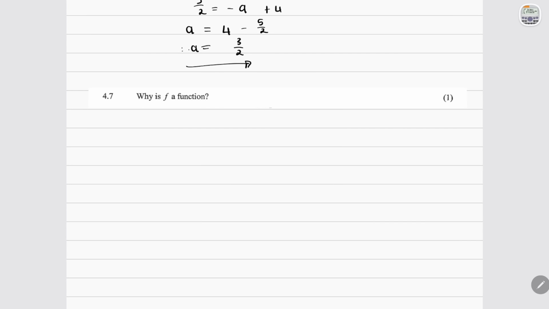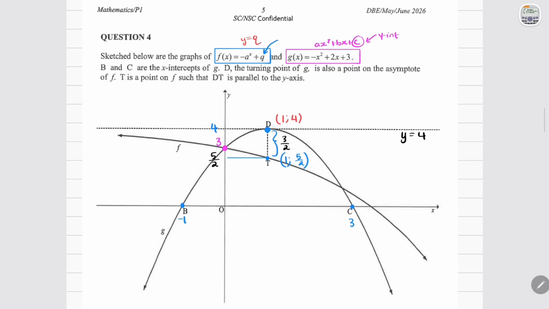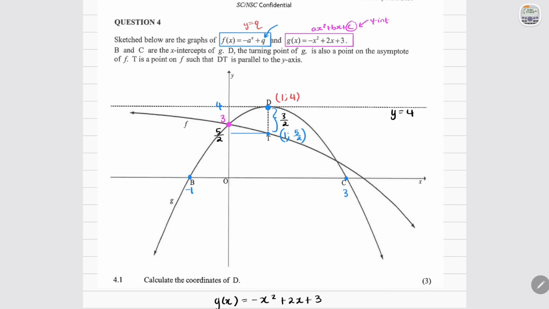And then question 4.7 says, why is f a function? Okay, so in grade 12, you would have learned about functions and when you're working with inverse functions. So if you have the equation of some graph, to determine whether it is a function or not, you need to ensure that this graph, all its x values map to a single y value, okay? One y value for an x value. It doesn't have to be one x value, okay? For example, a parabola is a function.